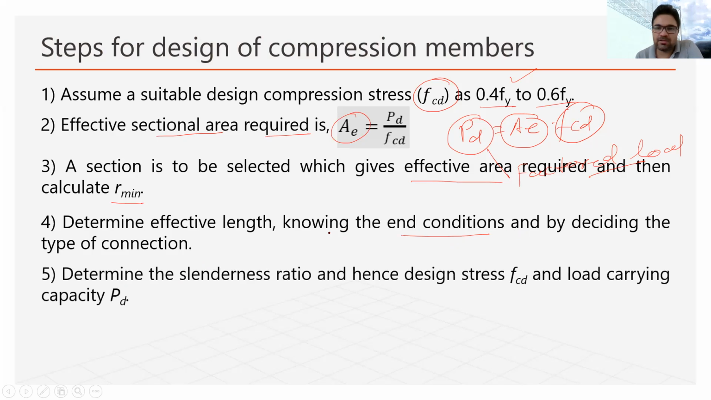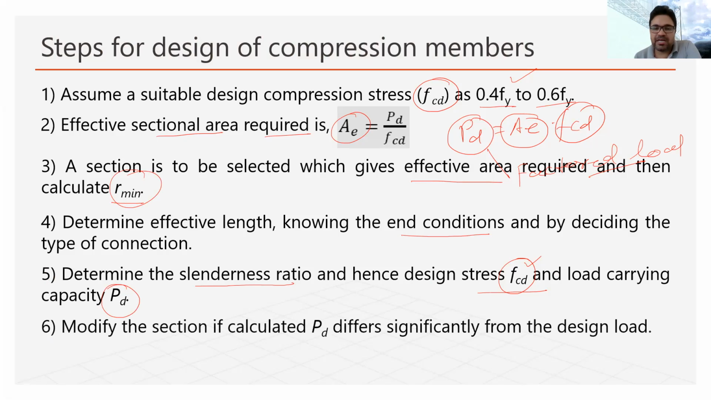Then in the next step we will determine the slenderness ratio, and therefore we will find out the actual design stress for the chosen angle section. Once we find the actual design stress, we will find out the load carrying capacity of the section that we have chosen from step 3. Then we compare that with the factored load that is required to be supported. If the load carrying capacity calculated in the 5th step is more than the required factored load, then we can say that the section is safe. But if it is less, or the difference is very large, then we redesign the section by taking another section and repeat all the steps from step 3.